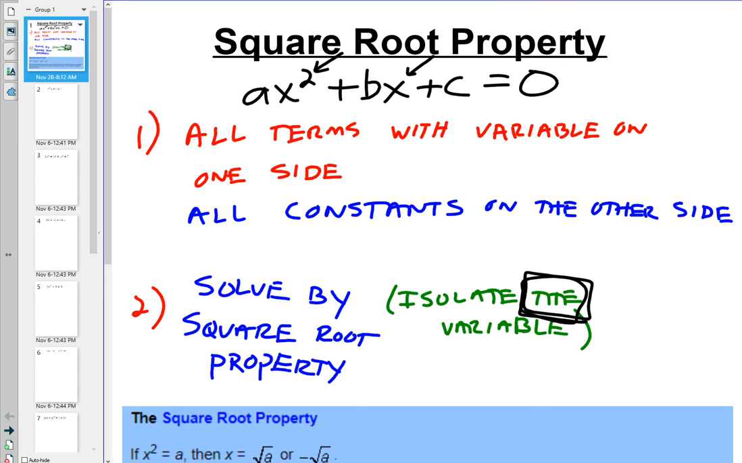Square root property only works when you don't have that term there. Or you can think of it as if b is 0. If you don't have that b, if you don't have that middle term, then you can use what we do today. If not, you can't. You have to have the a term because if not, it wouldn't be quadratic. If I took this away, I'd be taking away the square, and it wouldn't be quadratic anymore.